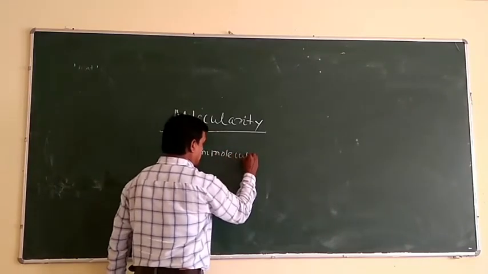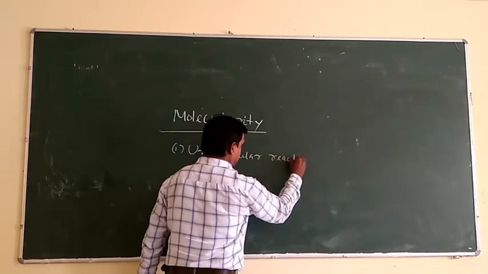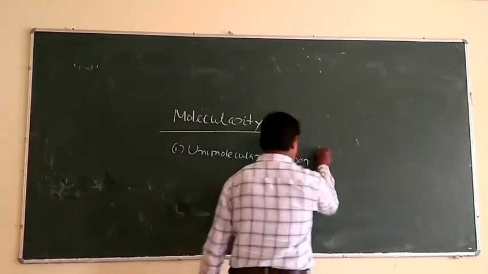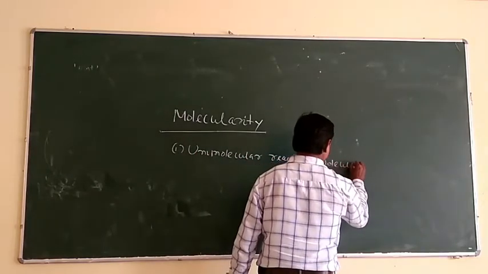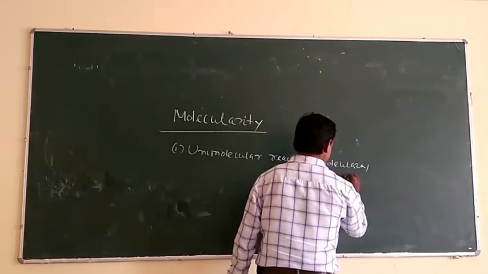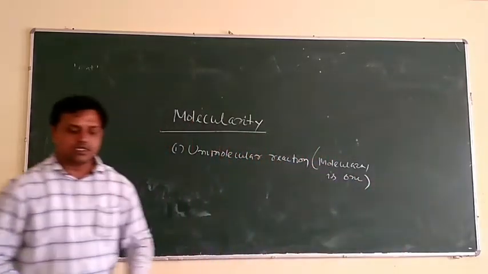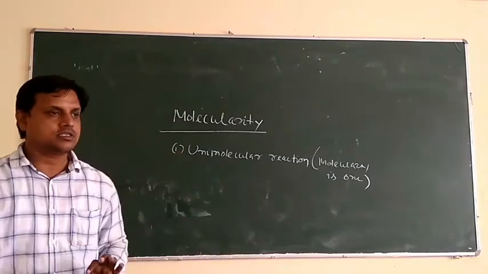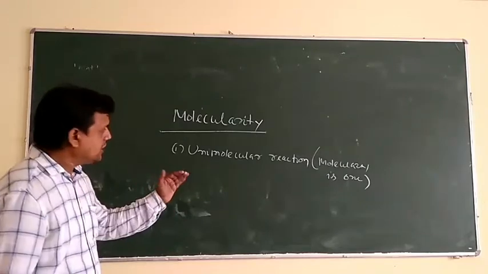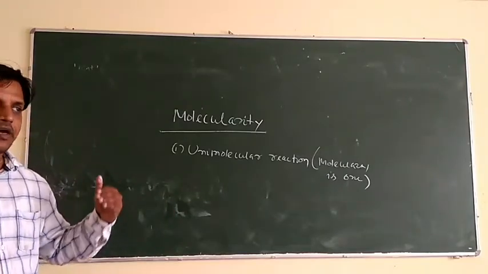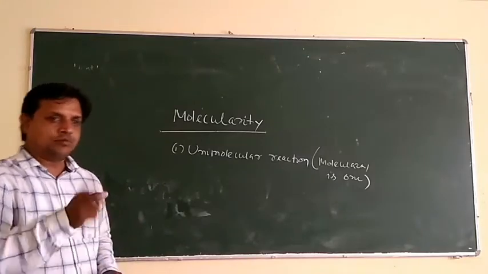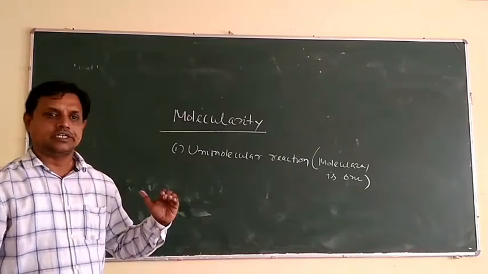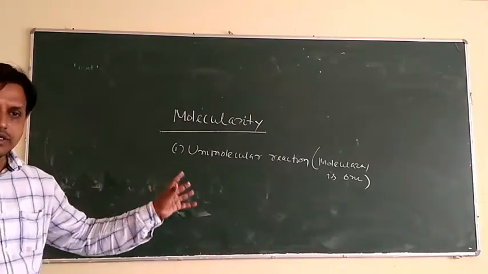Unimolecular reaction, or you can say molecularity is one. If one molecule is participating in the reaction, that is called a unimolecular reaction, or we can say molecularity is one. One molecule is participating in the reaction, or one molecule determines the rate of the reaction.